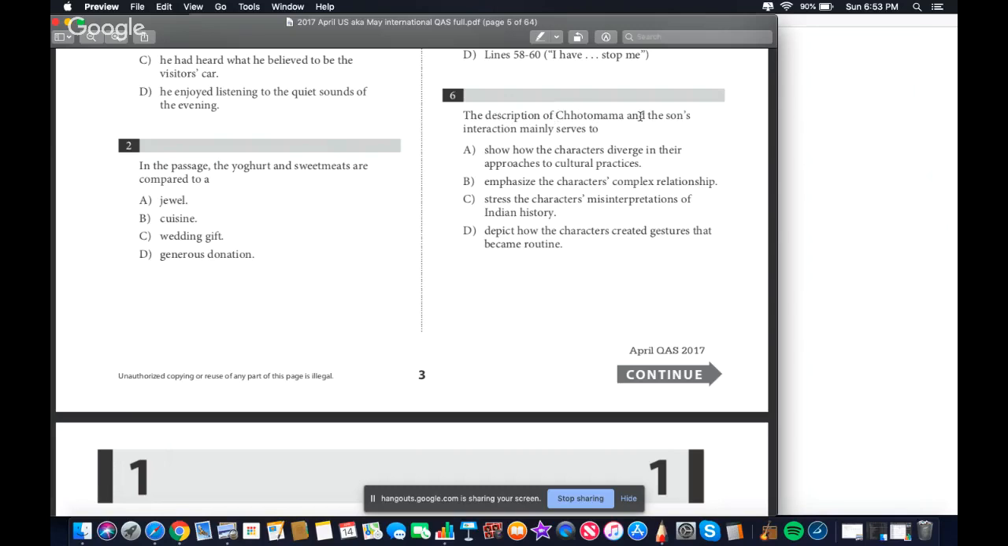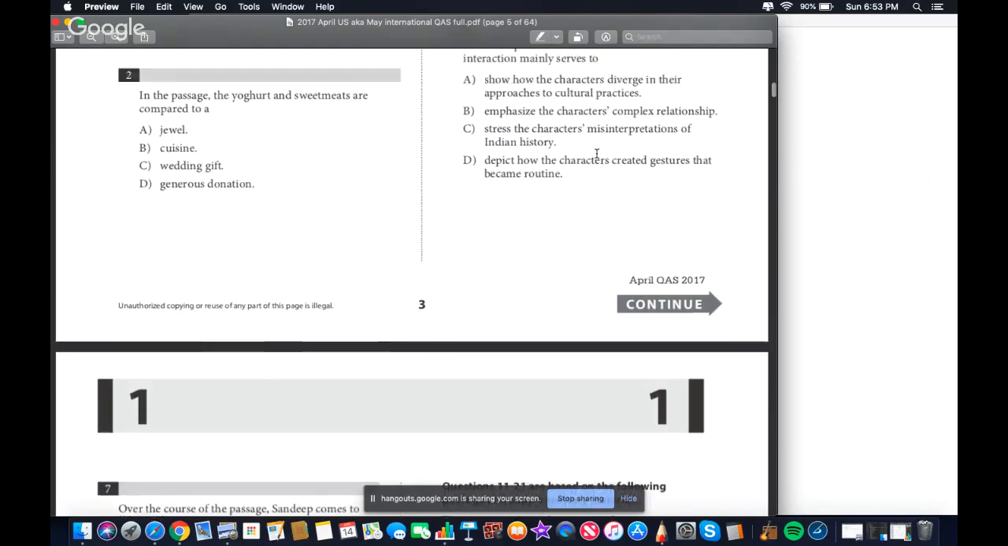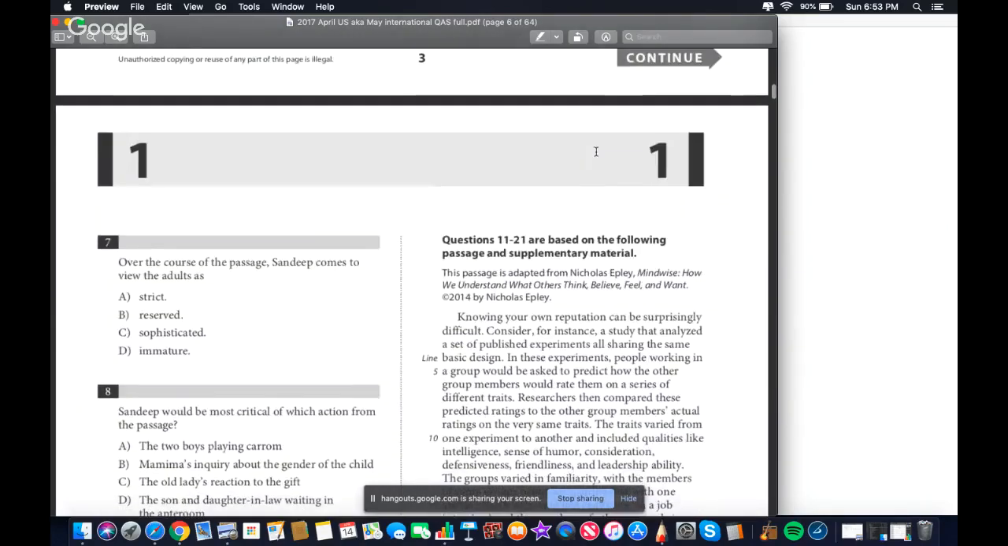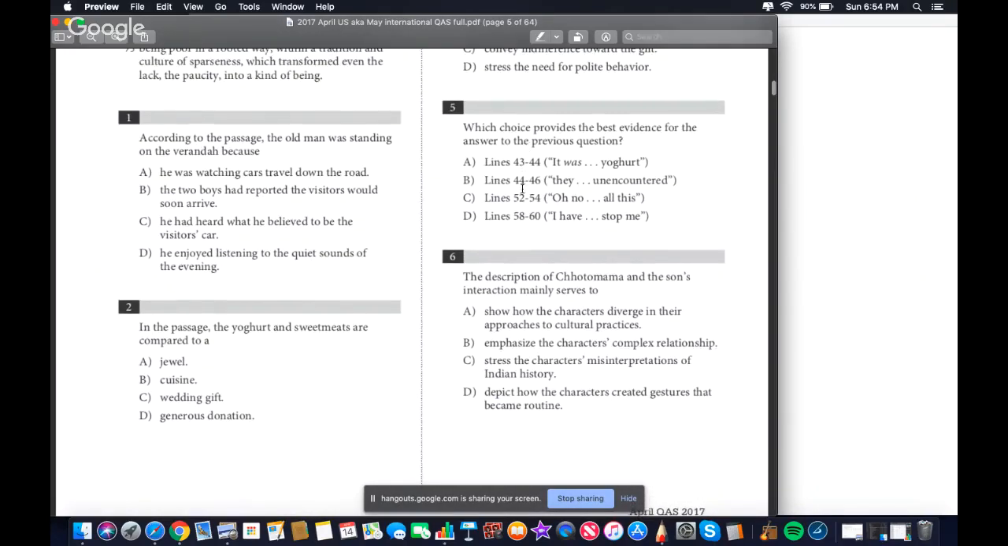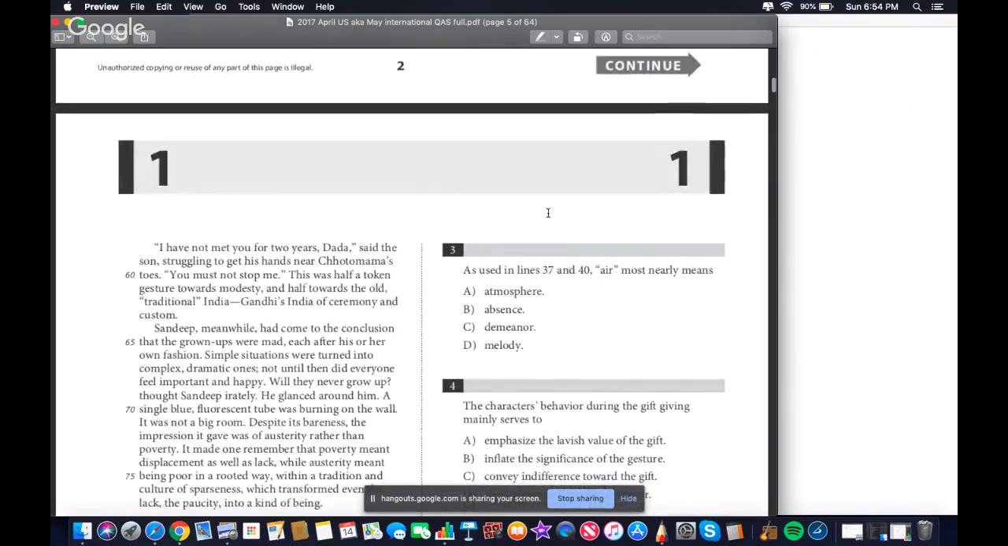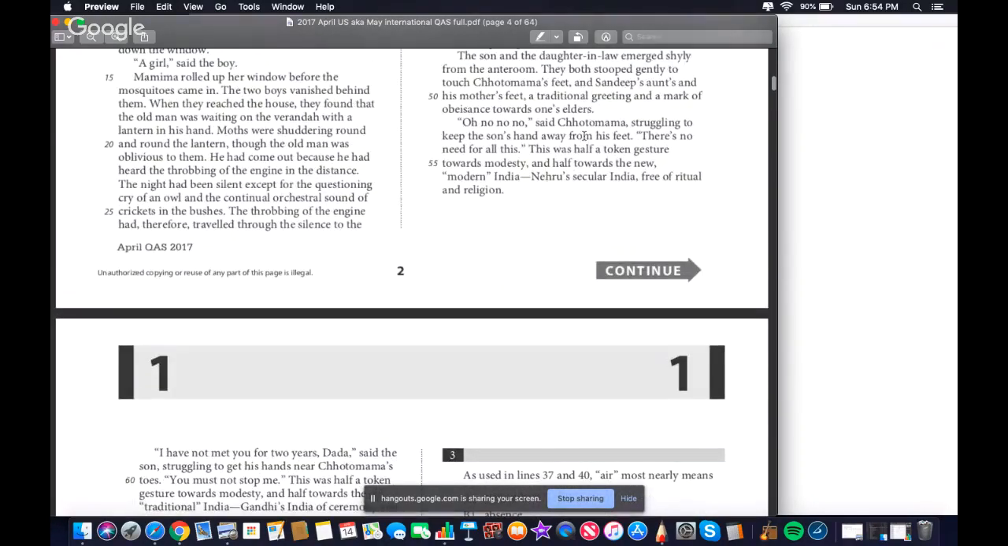The description of Chotolama and the sun's interaction mainly serves to... Okay, so let's go find that stuff. By the way, you can use context here, like it's going to be after the answer to this stuff. So it's somewhere in the 50s or 60s, maybe later. Here is the interaction between the sun.